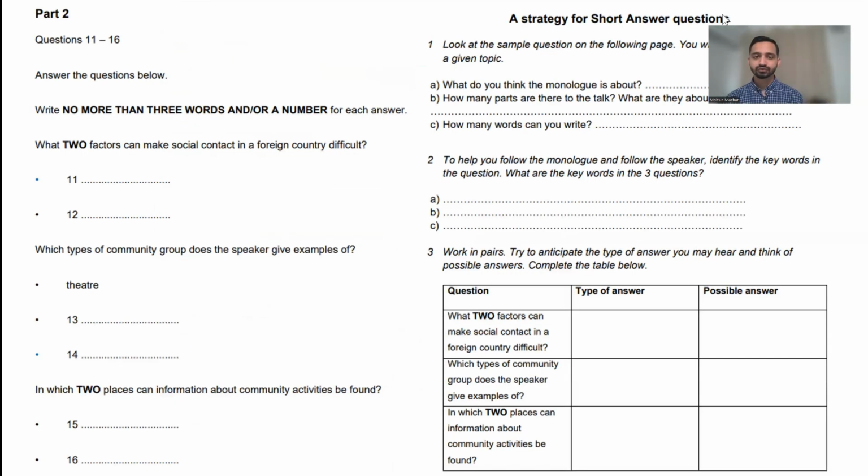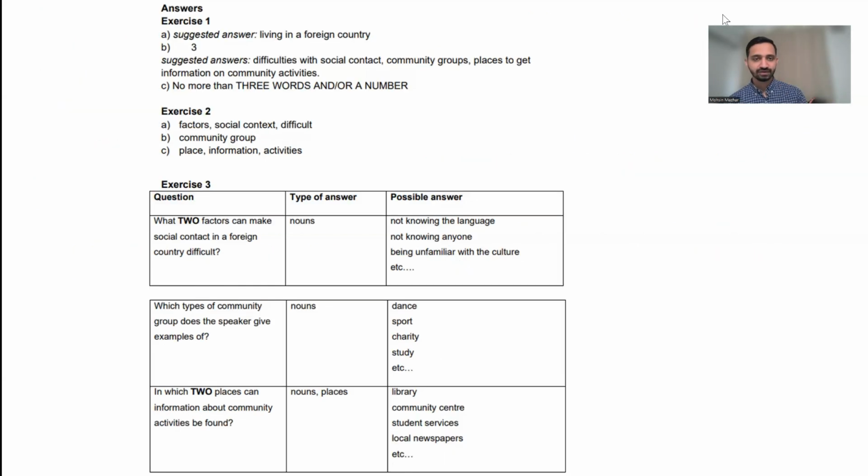It says, to help you follow the monologue and follow the speaker, identify the keywords in the question. So you have to identify the keywords. Question number 1 has keywords such as factors. Your keywords might be a little bit different, but these are some of the keywords that you should have. Factors, social contact, difficult. These are keywords that you should be focusing on. What are the factors that are making the social contact difficult? That's how you synthesize information. Number 2, community groups. You're looking for community groups that you can get in touch with, to see where you can find information. So place, information, activities, the places you're looking for. Your answer should be looking for the places, right?